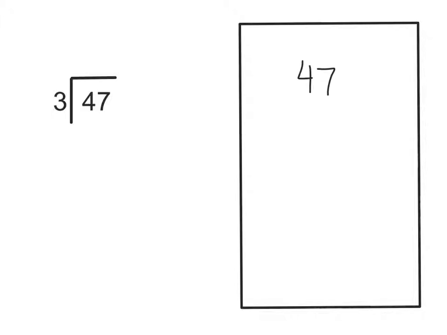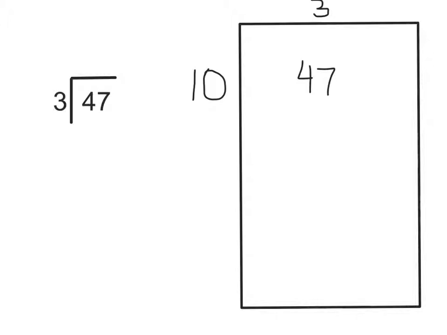That's our dividend, and our divisor goes at the top, which is 3. So we're doing 47 divided by 3. So the first step we're going to do is to pick our friendly number. Our friendly number that we're going to choose is 10. 10 is a good one to start with.